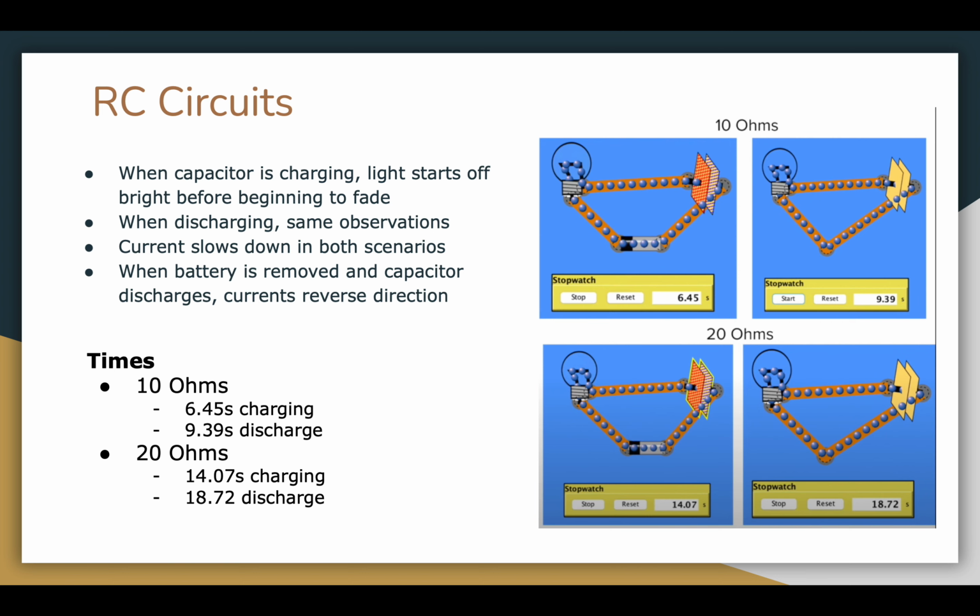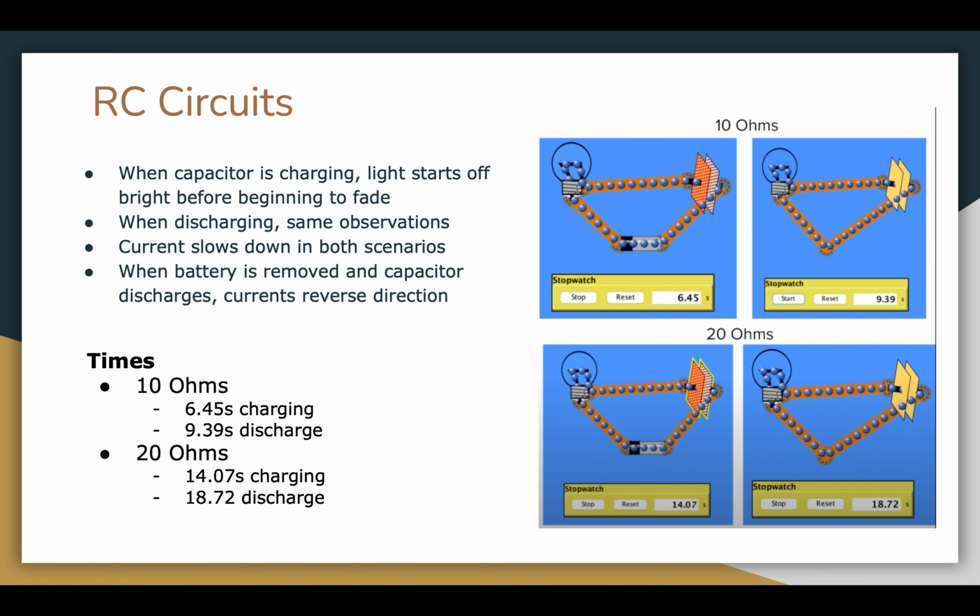RC circuits. Next, we'll be creating an RC circuit, which will consist of a 9 volt battery, a 10 and 20 ohm resistance light bulb, and a 200 millifarad capacitor placed in the configuration shown in the image. As the capacitor is charging, the light bulb starts off bright and begins to fade. When the battery is disconnected and the capacitor is discharging, the same observation was made.